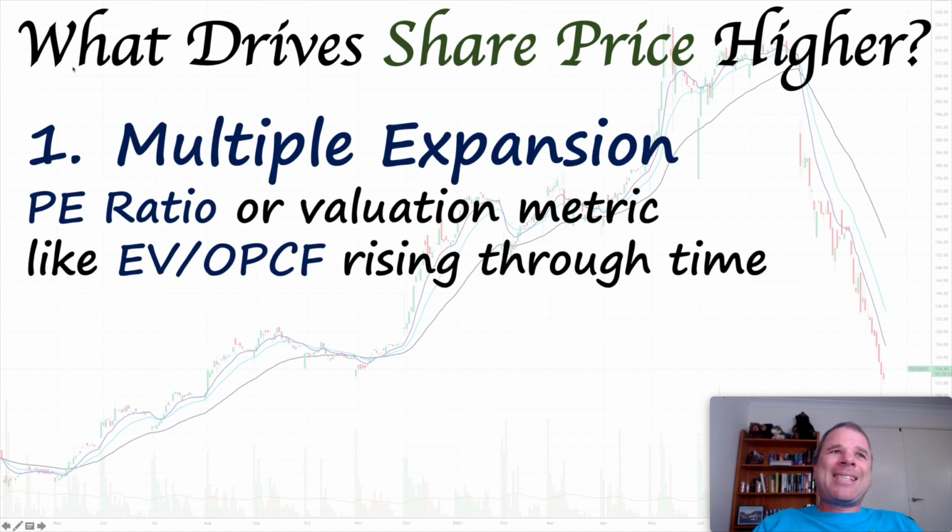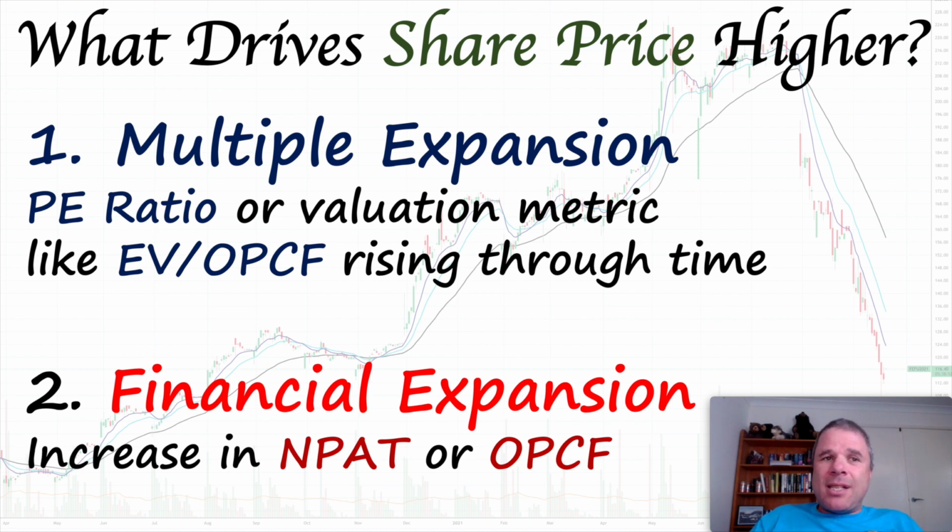Multiple expansion is simply the P ratio or valuation metrics like enterprise value to operating cash flow rising through time. So whenever I say multiple expansion, I am referring to the changes in the P ratio or those other valuation metrics. The opposite to multiple expansion is multiple contraction, and that's those situations when the P ratio goes down with time. So you can also look at those situations for an explanation why the share price is actually going lower. It's multiple contraction. And financial expansion is just increases in the net profit after tax or operating cash flow, and we get those increases every 3 to 6 months. So multiple expansion and financial expansion are the ways the share price can go higher through time. Those are the only two ways.